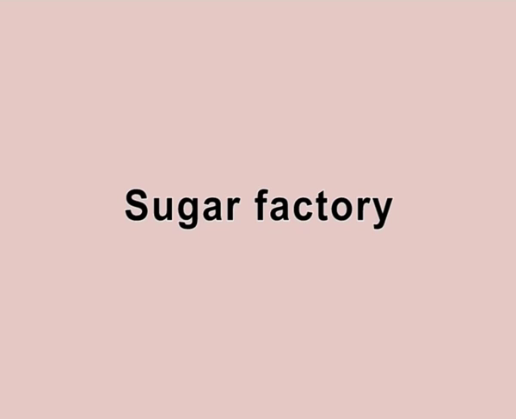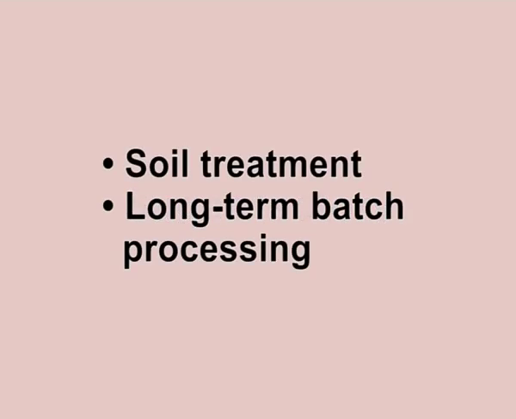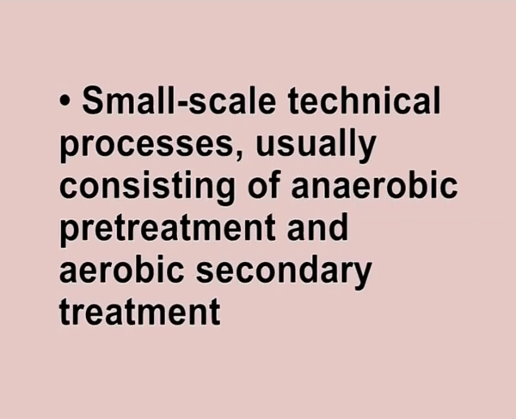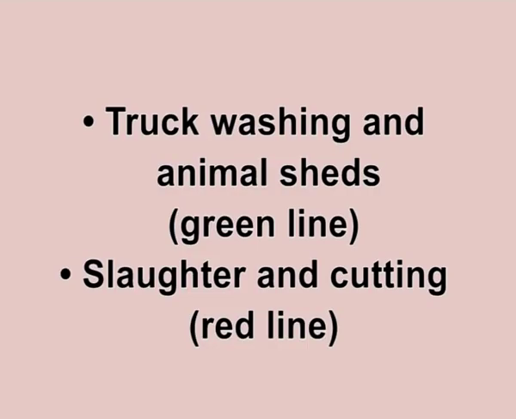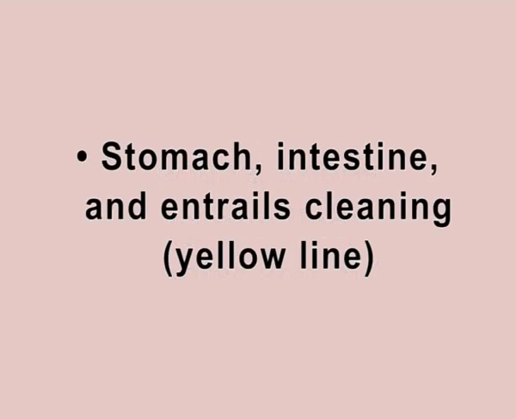In case of sugar factory, for the treatment of sugar factory wastewater, the following processes are common. The first method being the soil treatment, the long-term batch processing, the small-scale technical processes usually consisting of anaerobic pre-treatment and aerobic secondary treatment. In case of slaughterhouses, the primary wastewater and waste product sources are divided into three production areas. The one being the truck washing and animal sheds, second slaughtering and cutting, third one stomach, intestine and entrails cleaning. The latter, however, are often not done on the slaughterhouse grounds.